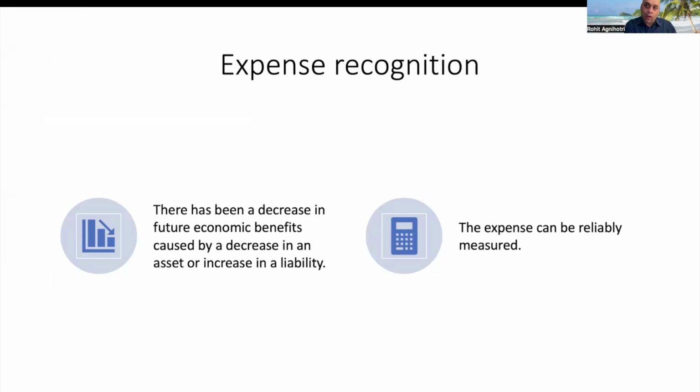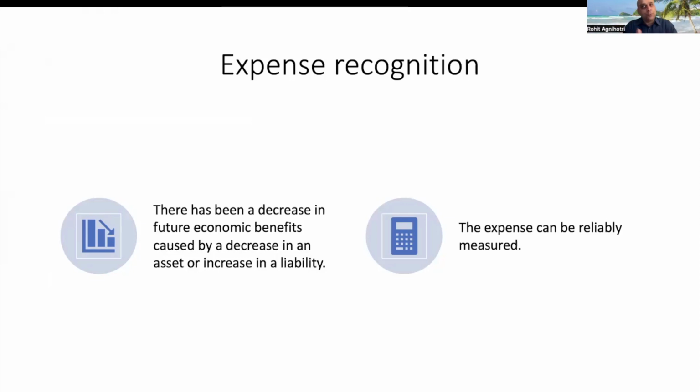Because you're going to pay a bill, your asset is going to go down because you will pay. Or you might not pay at that time. You're going to say, well, I'm going to pay in about 10 days. Still, it's an expense because you are recording a liability. If you remember, we talked about accounts payable in one of our previous classes. That kind of liability.